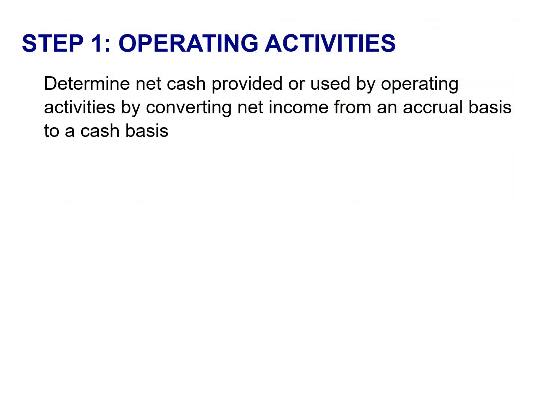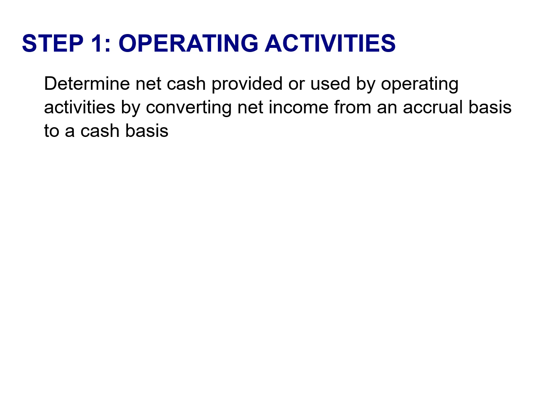To determine net cash provided by operating activities under the indirect method, companies adjust net income. Before we talk about the adjustments, I'd like to discuss why net income must be converted from an accrual basis to a cash basis, or net cash provided by operating activities.